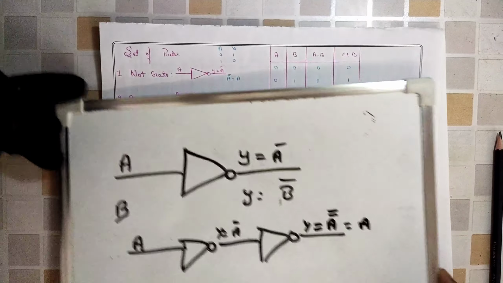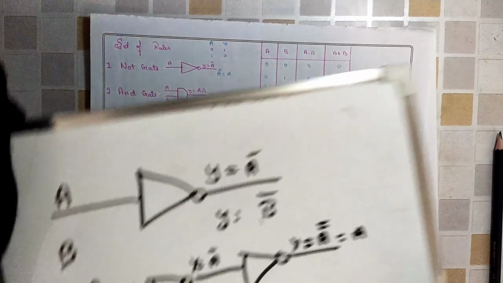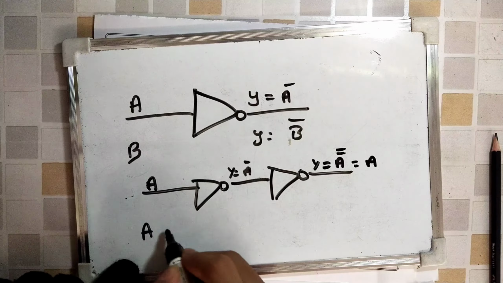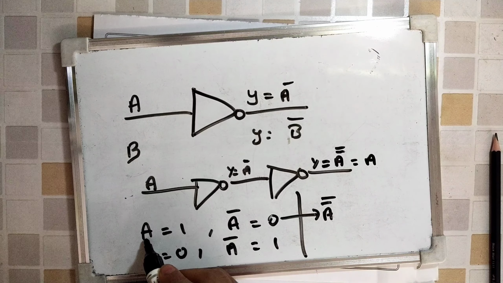So let us give a value for A. We know it can be either 0 or 1. Suppose A equals 1. So what will be the complement of A bar? It will be 0 obviously. Now if A equals 0, what will be the complement of A bar now? It will be 1.